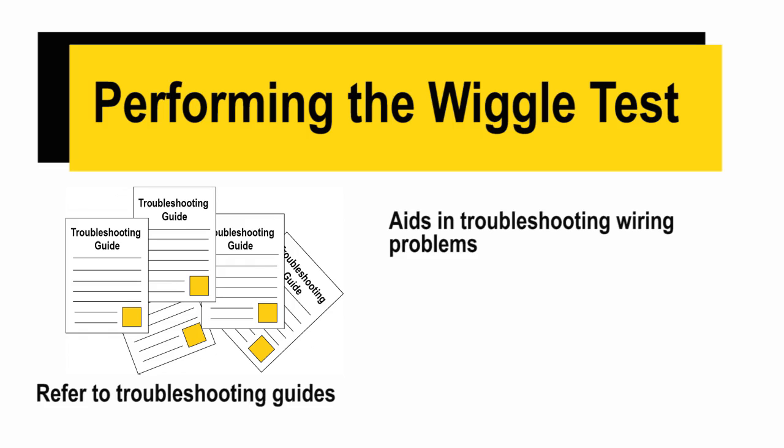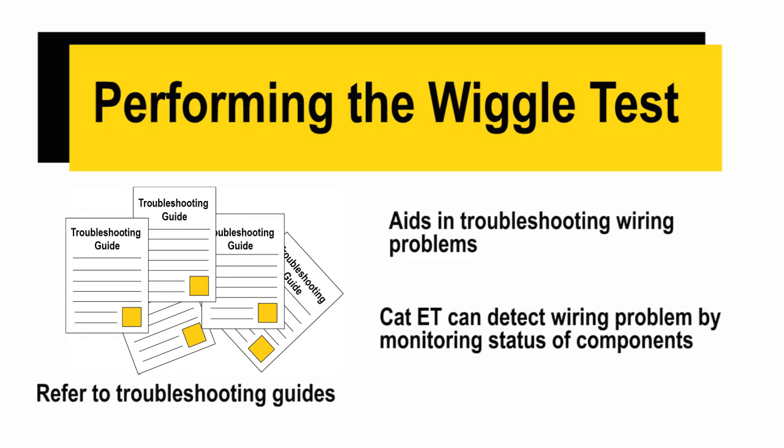The wiggle test feature is used to aid in troubleshooting intermittent wiring problems. When the wiring to a component is moved or wiggled, CAD-ET can detect if there is an intermittent problem in the wiring by monitoring the status of the components.